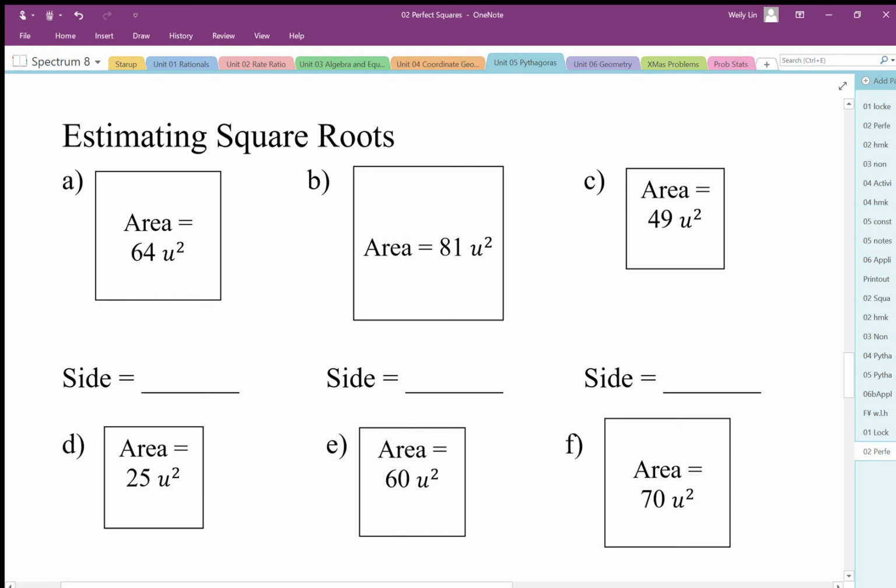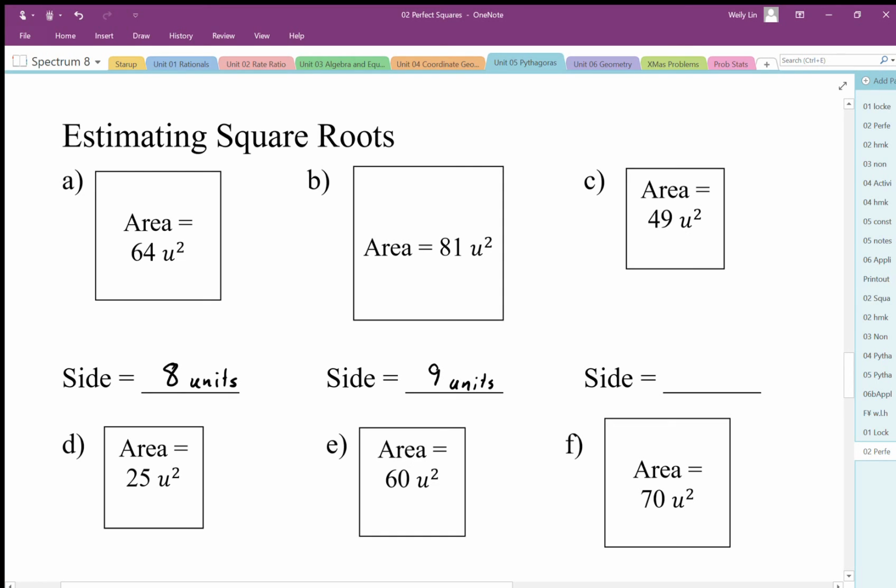So I have 64 squares here. My side length, to get 64 squares, I need an 8 by 8 side length. So my side is 8 units. And if I can draw 8 units along the side, actually sketch in 64 squares here. Here the area is 81. 81 is a perfect square, so the side length is exactly 9 units.